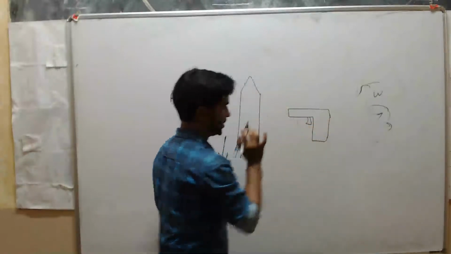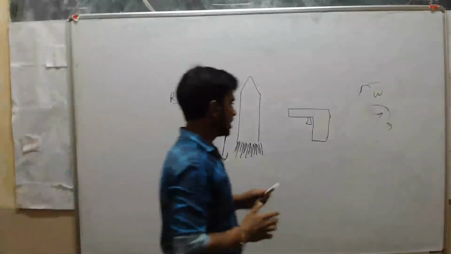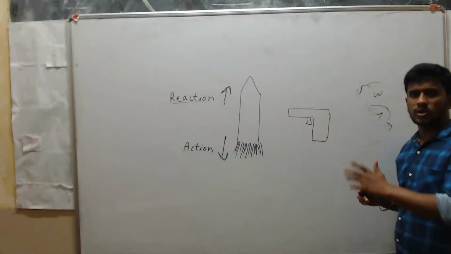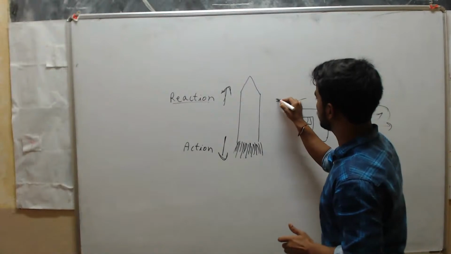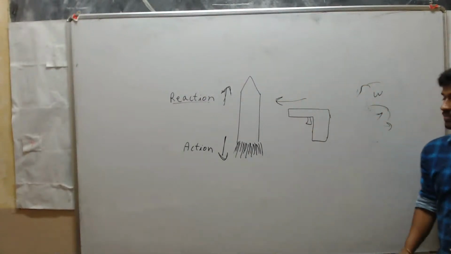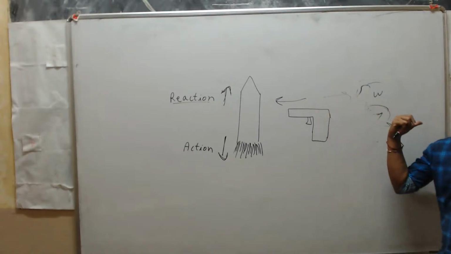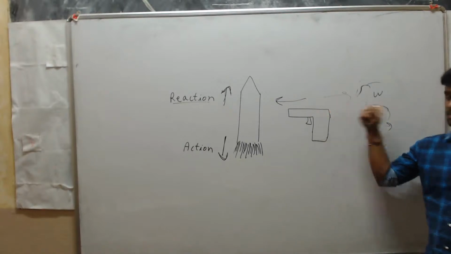Okay, just imagine this is a gun. When you press this button, that bullet will come out with a huge amount of force, right? That bullet will move in this direction. Clear? Then what about this gun? This gun recoils back, right? Which means this gun will move in this direction.